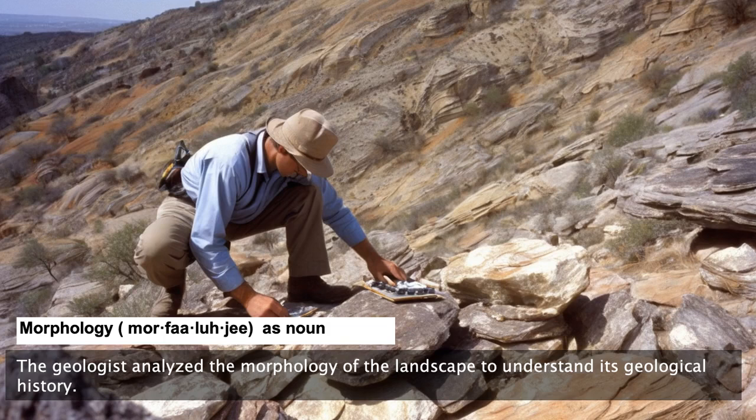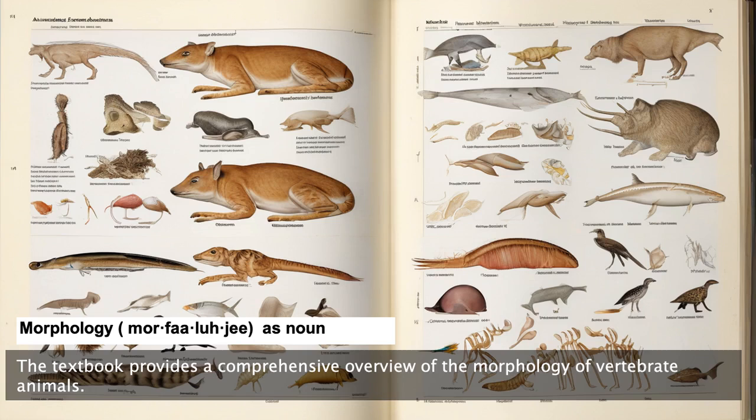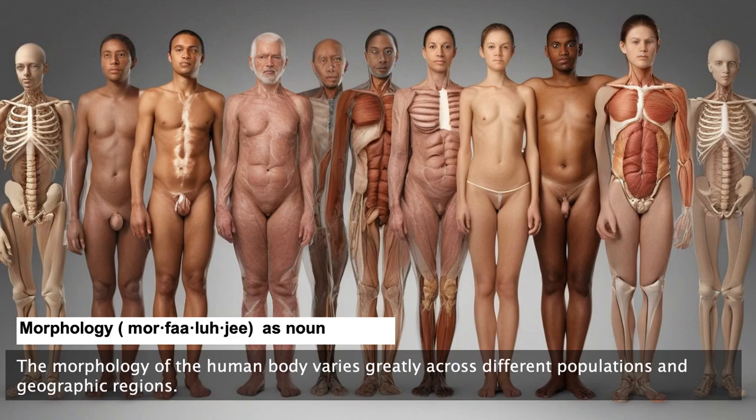The geologists analyze the morphology of the landscape to understand its geological history. The biologists examine the morphology of the plant's leaves to identify its species. The textbook provides a comprehensive overview of the morphology of vertebrate animals. The morphology of the human body varies greatly across different populations and geographic regions.